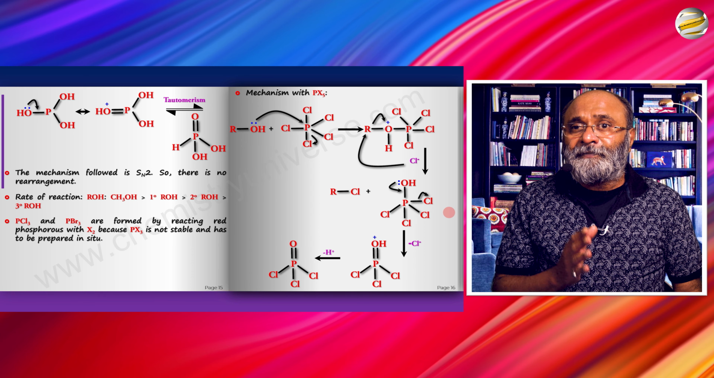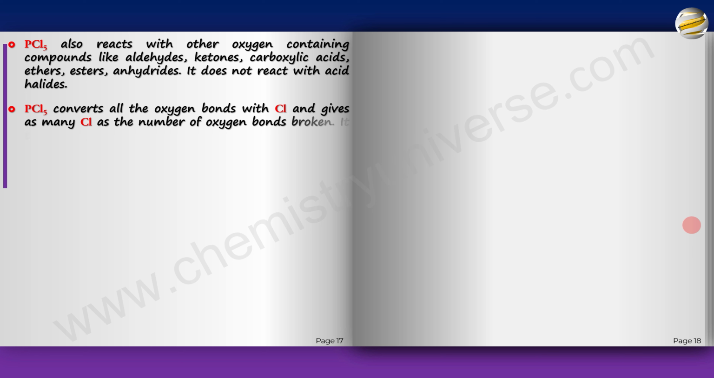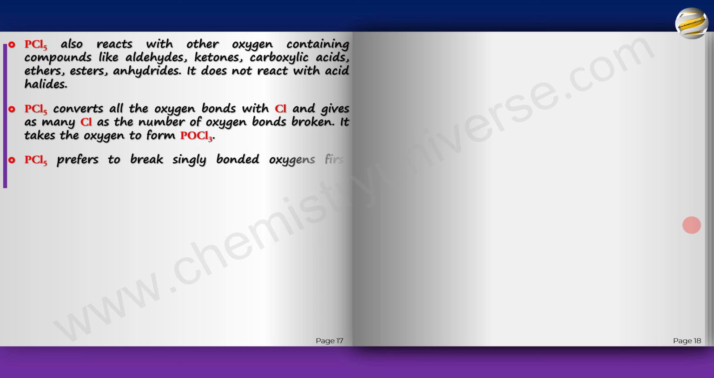PCl5 also reacts with other oxygen-containing compounds like aldehydes, ketones, carboxylic acids, ethers, esters, anhydrides, and so on. It does not react with acid halides, however. And PCl5 converts all the oxygen bonds with Cl and gives as many Cl as the number of oxygen bonds broken. It takes the oxygen to form POCl3, and PCl5 prefers to break singly bonded oxygens first compared to doubly bonded oxygen atoms. So let's check this out with a couple of examples.